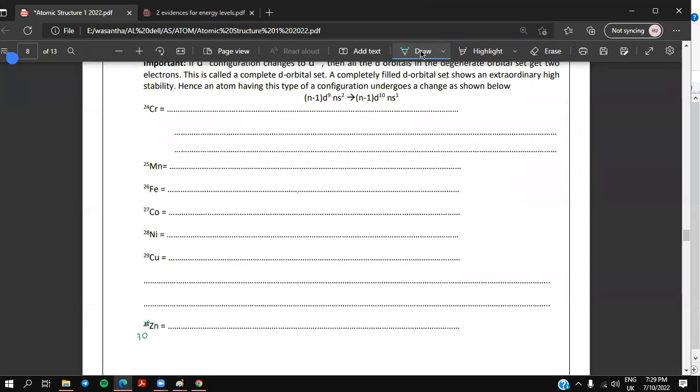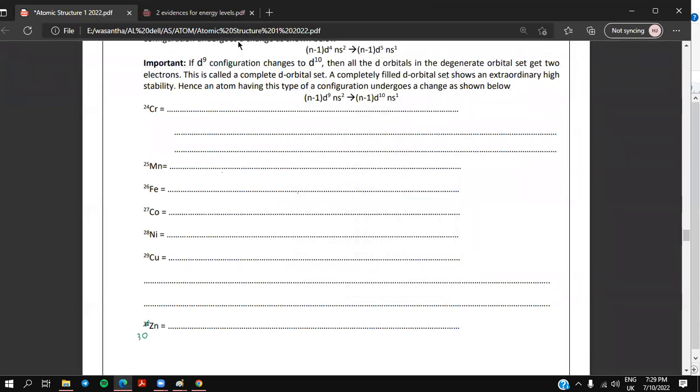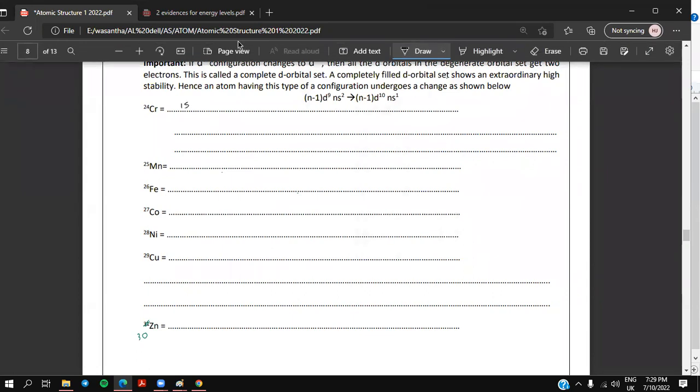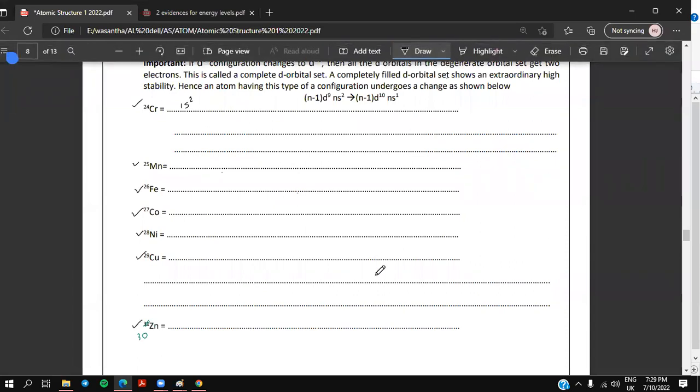I will write the electronic configuration for chromium. If you write the electronic configuration in electron filling pattern, we can see 1s2. Can you complete it for chromium here? Manganese, iron, cobalt, nickel, copper. Without wasting time, quickly do it. I'll give you 4 minutes for this. Please do it first.